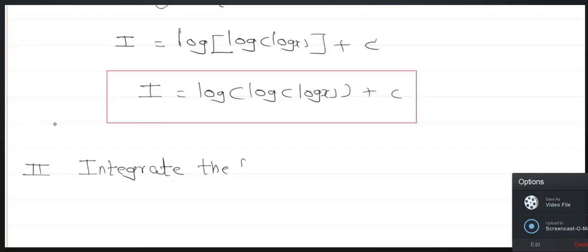Hello student, in the last video we have completed question number 1, that is, examples 1 to 25. Now we'll see question number 2.